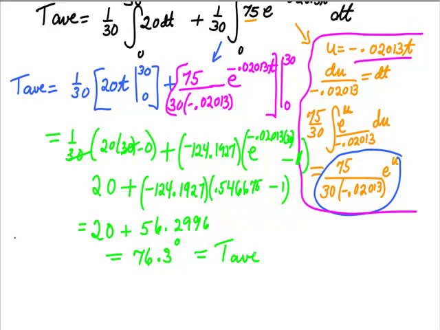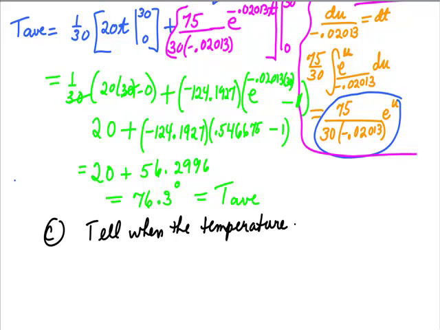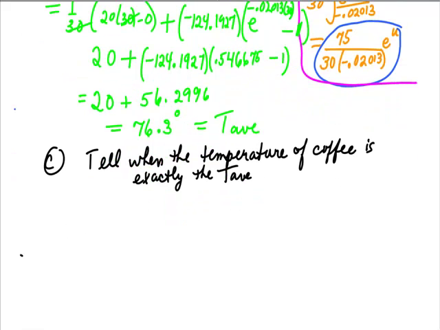Sometimes for part C, I will say tell when the temperature of the coffee is exactly the average, the T average. So to do this, we are going to have to set the equation, which was 20 plus 75 e to the negative 0.02013t equal to 76.3.